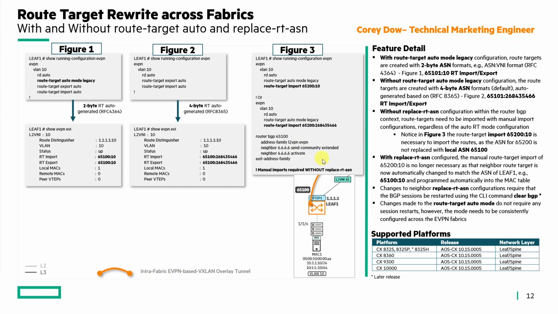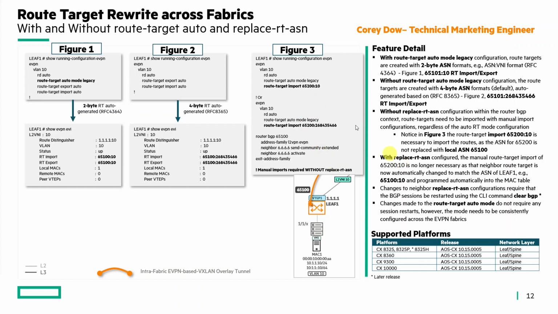if you don't have the replace RT ASN configured within the BGP context, as you can see here. So our neighbor 6.6.6.6 is the border VTEP. And so without replace RT ASN, the original route target is just still going to come in. So it would be coming in as 65200 as the ASN, when we can see that the ASN for this router is 65100. So that won't get rewritten unless you issue the replace RT ASN command. So just keep in mind that the manual route targets are still needed if you don't use the replace RT ASN command.